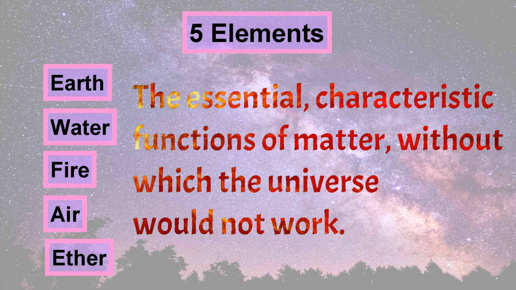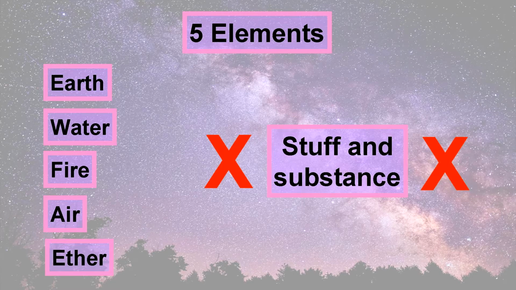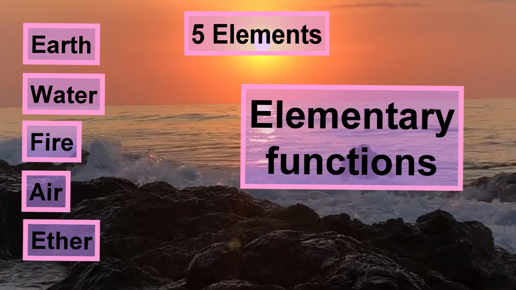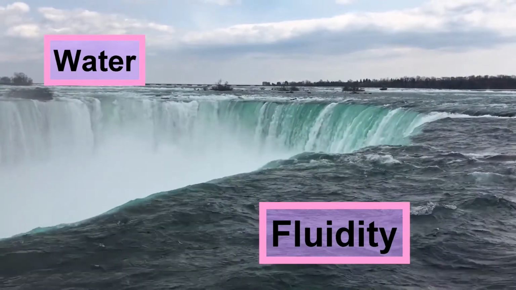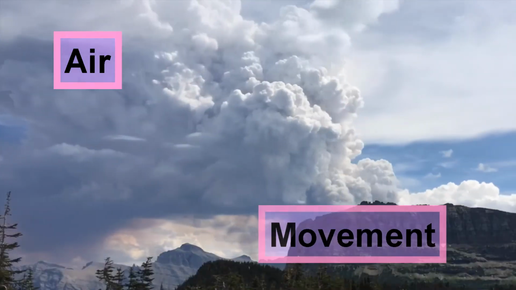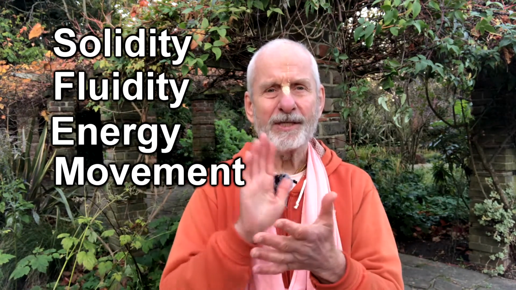These 5 elements they talk about, earth, water, fire, air, ether, they're not talking about stuff and substance. They're talking about elementary functions, essential functions. Earth is solidity, water, fluidity, fire, energy, air is movement, and ether means accommodating space. Now have another look at the world around you. Can you see anything that doesn't come in these categories? Solidity, fluidity, energy, movement, space.